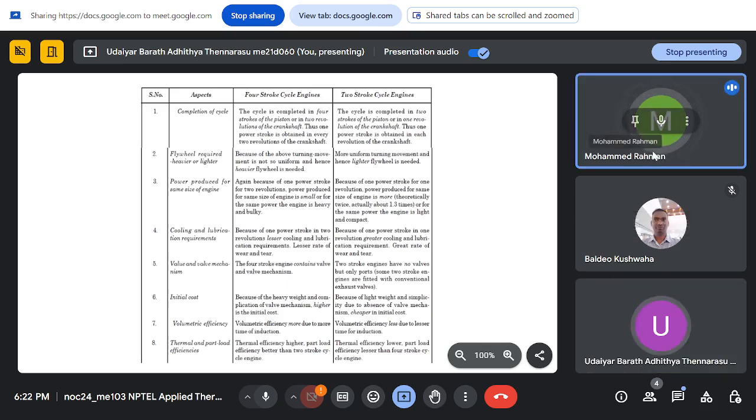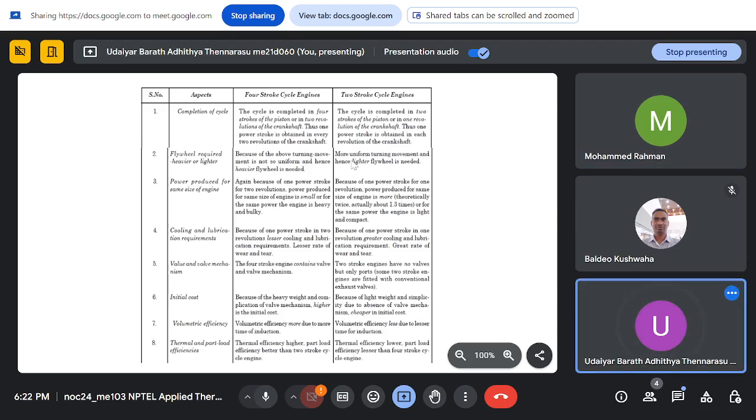Yes, sir. Sir, can you explain this 4-stroke second point, about the flywheel? Yes, sir.